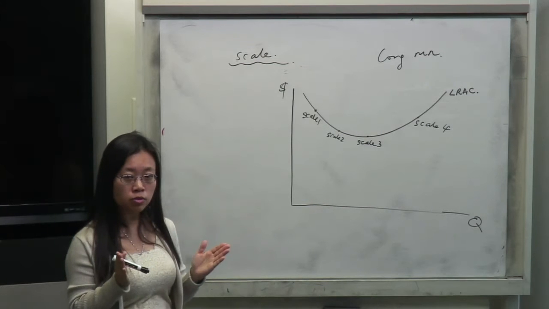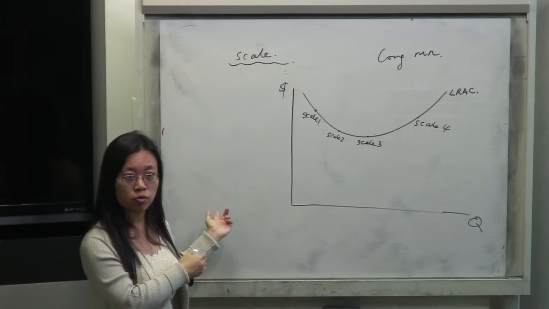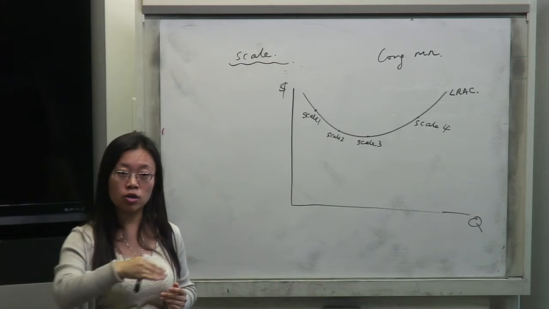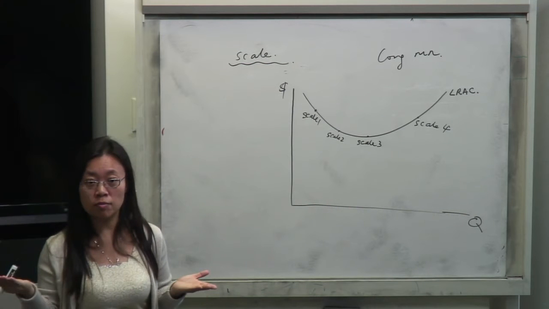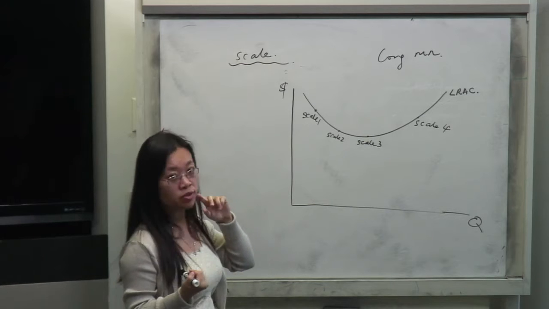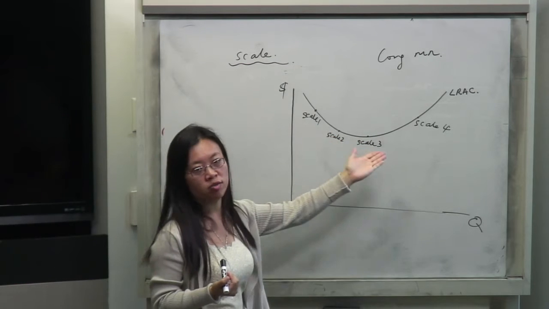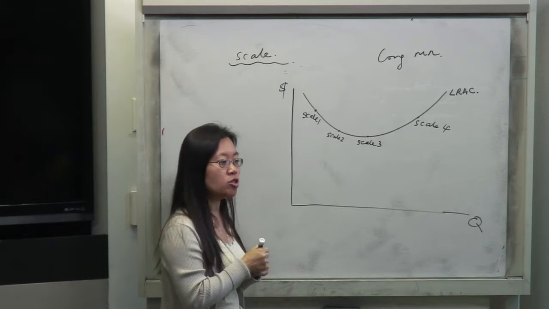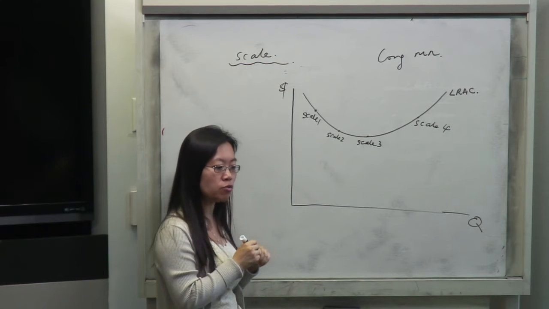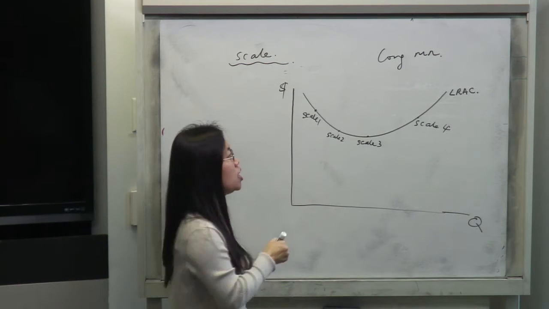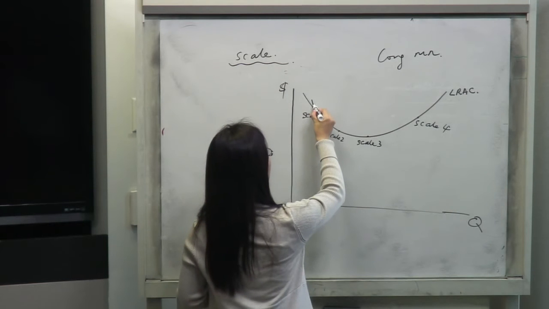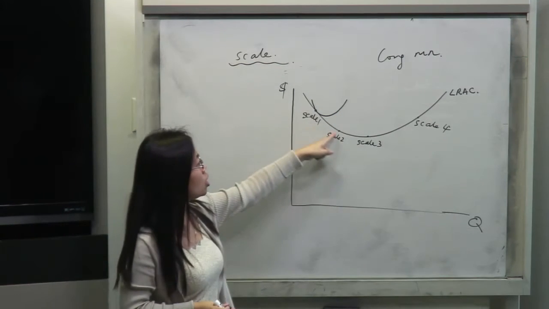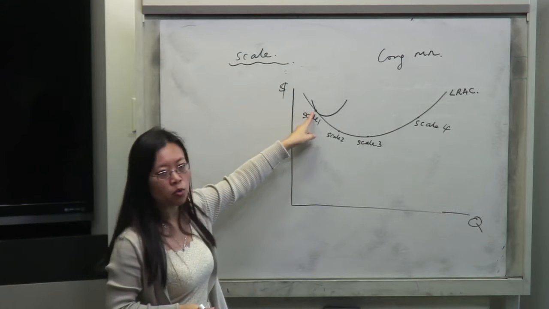To determine the output, we learned it from last class, right? We just reviewed it. You have to have what? The short-run average cost curve, marginal cost curve, and market price. So how do we find those? That's what the long-run average cost curve is going to help us to do. Once you determine the scale, the short-run average cost curve for that particular scale is going to be tangent to the long-run average cost curve at that point.